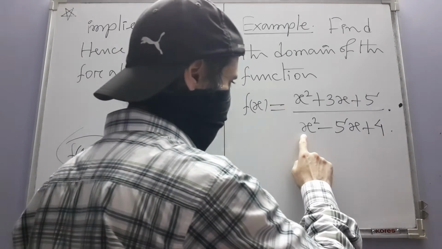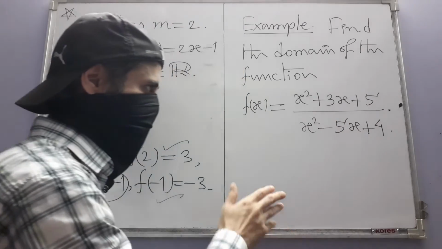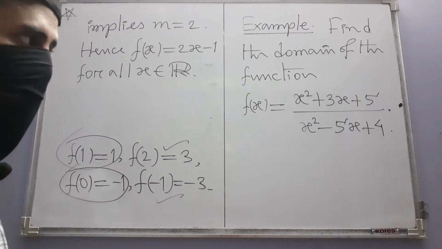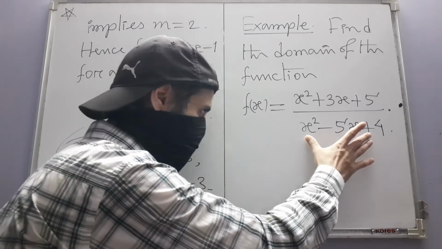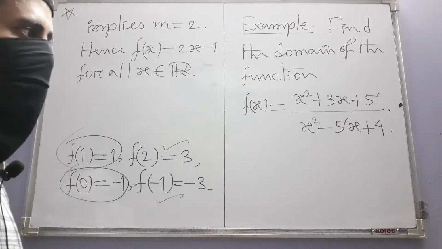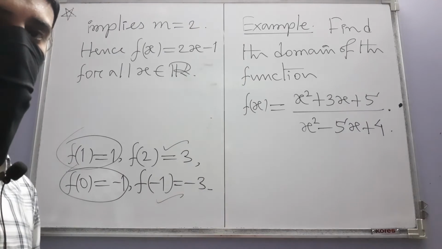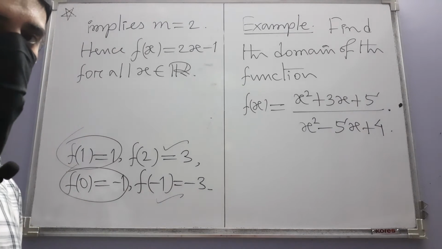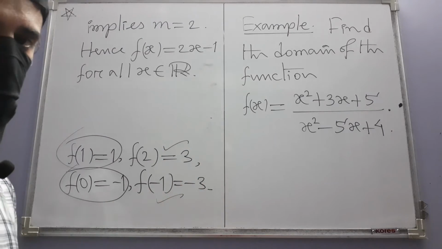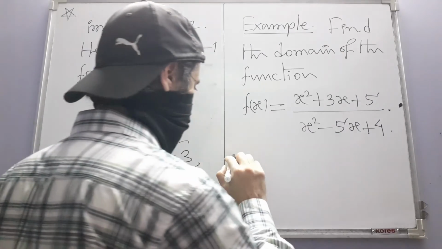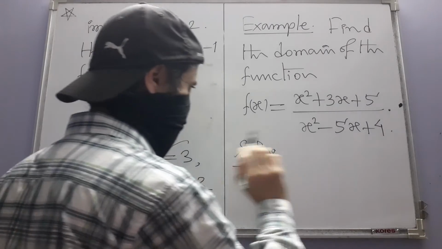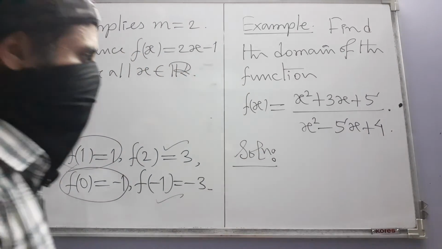So you have to identify those x values for which the denominator polynomial becomes 0. Or in other words, you have to find the roots of the denominator polynomial and then remove them from the set of real numbers. That will be the largest possible domain, which simply is called the domain of the function. So let's see which x values make the denominator 0.